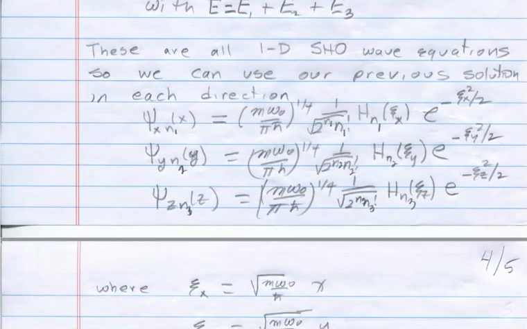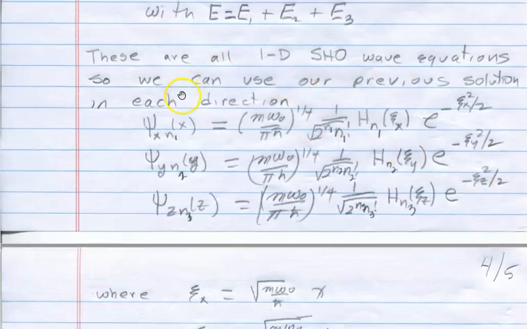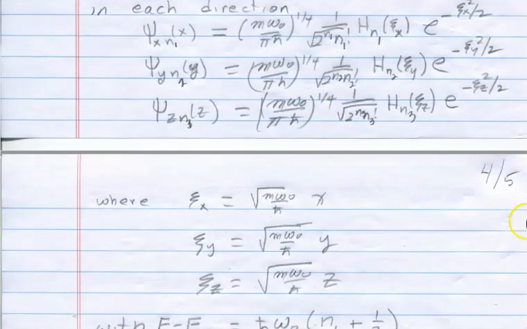Well, they're all 1D simple harmonic oscillator equations, and we can use our previous solution in each direction. The only thing we have to be a little bit careful of is we need to use a different index, a different integer for each one. So I used n1 in the x, n2 in the y, n3 in the z. And these arguments need to be the dimensionless variable in the x direction, the dimensionless variable in the y, and the dimensionless variable in the z.